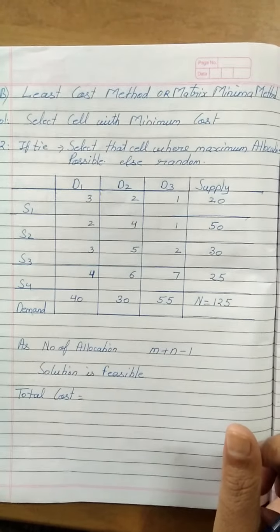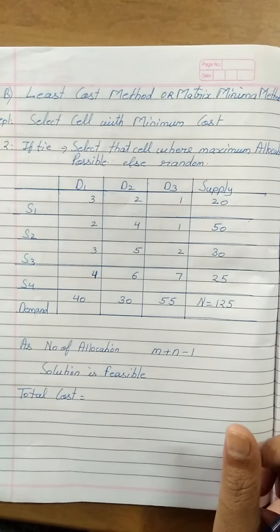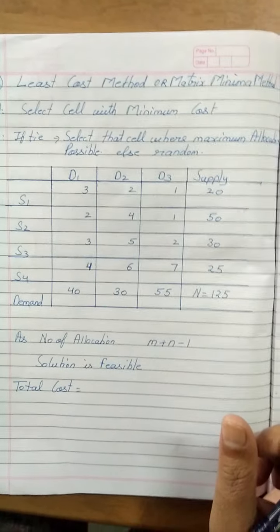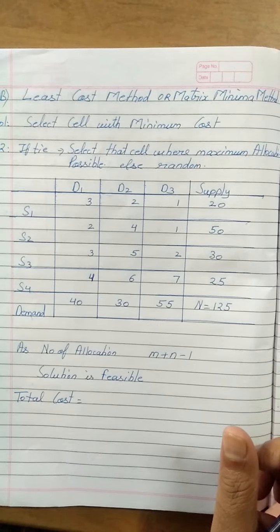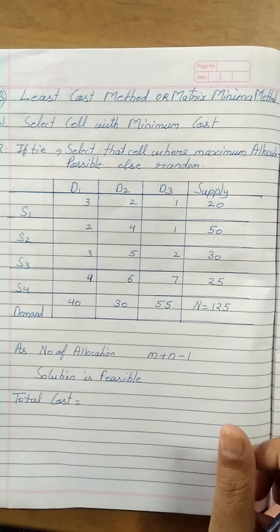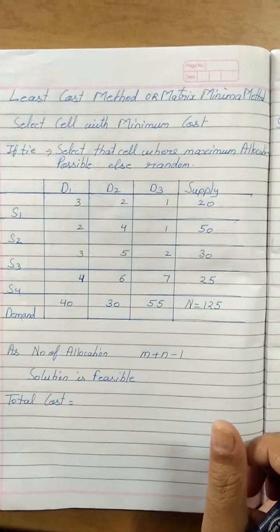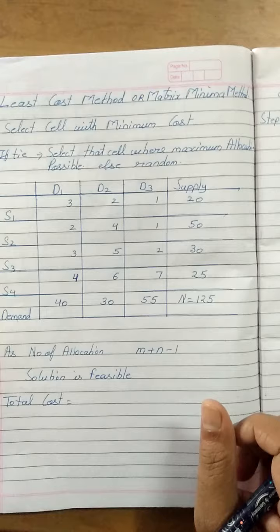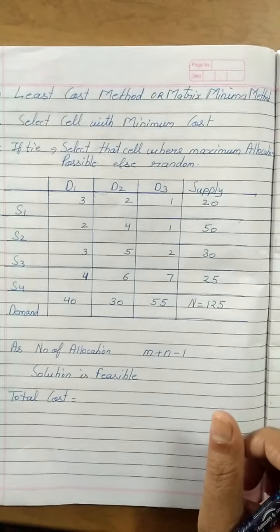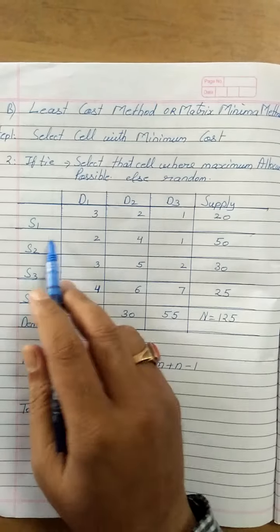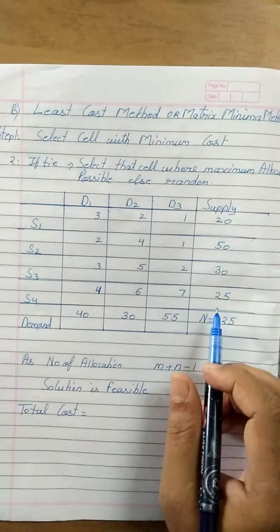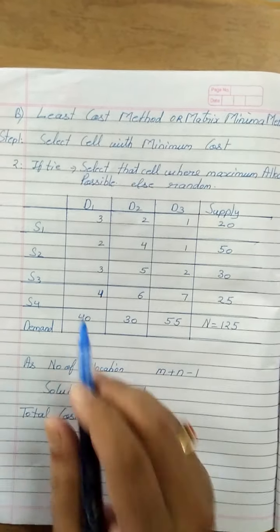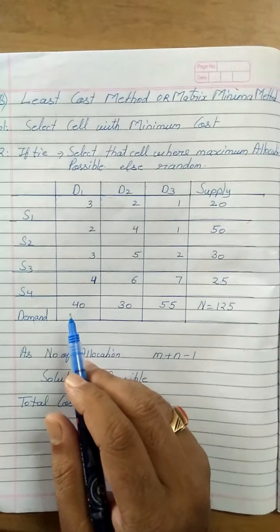Last time we studied the northwest corner method for the transportation problem. Today we are going to study the least cost method, also called the matrix minimum method. How to solve this problem? It's a transportation problem, so it has sources, destinations, supply and demand. We will consider the same problem which we used for the northwest corner method.